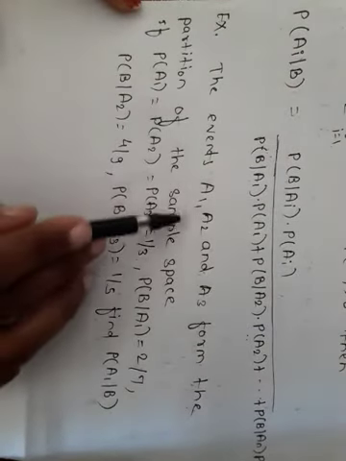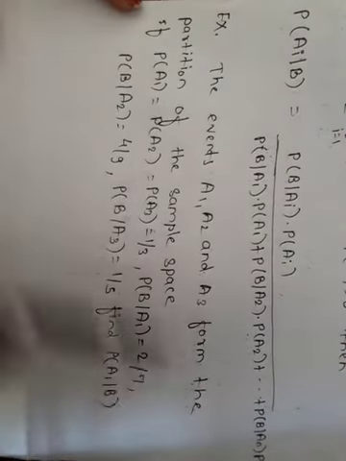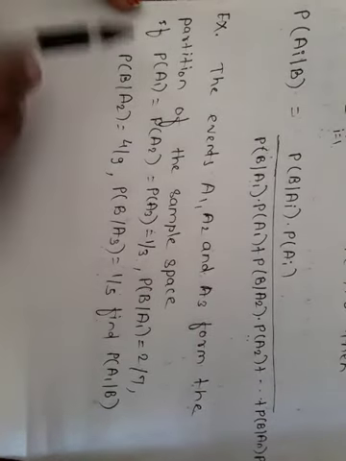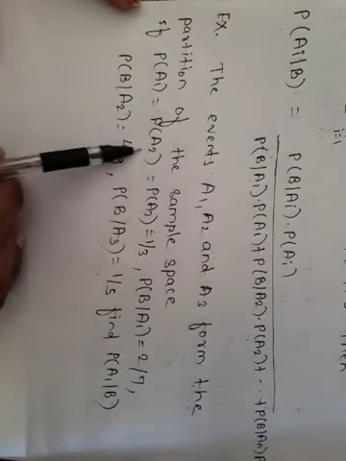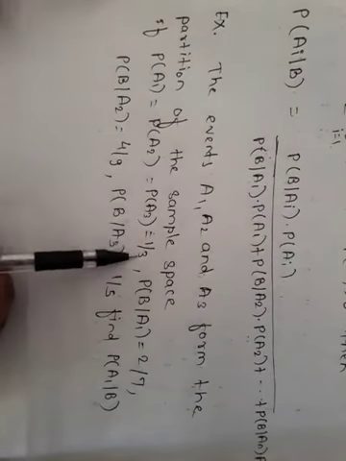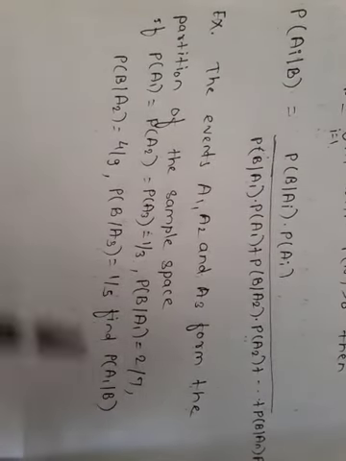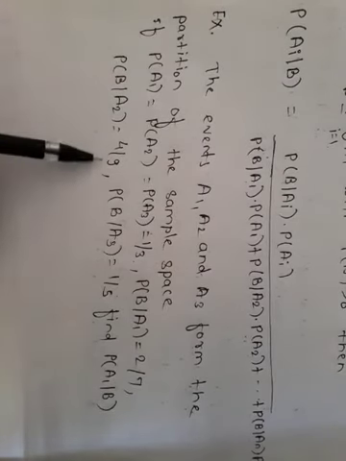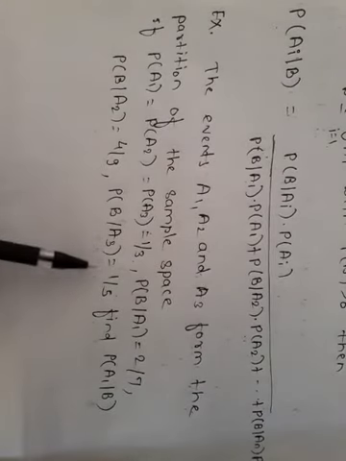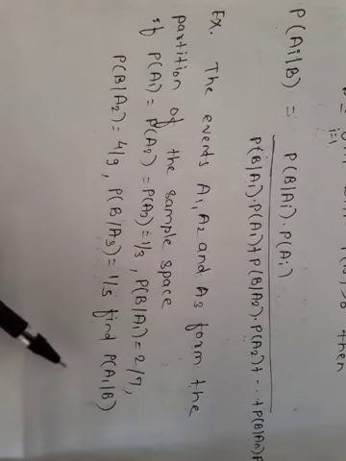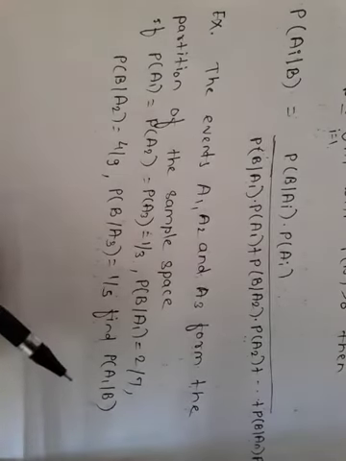Example: the events A1, A2 and A3 form a partition of the sample space. If P of A1 is equal to P of A2 is equal to P of A3 is equal to 1 by 3, and P of B by A1 is equal to 2 by 7, P of B by A2 is equal to 4 by 9, P of B by A3 is equal to 1 by 5, then find P of A1 by B.